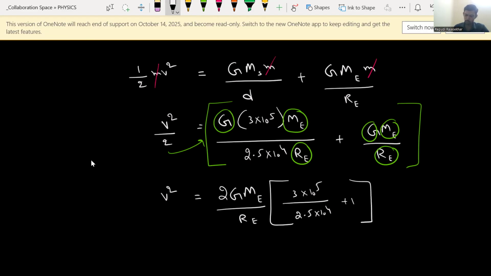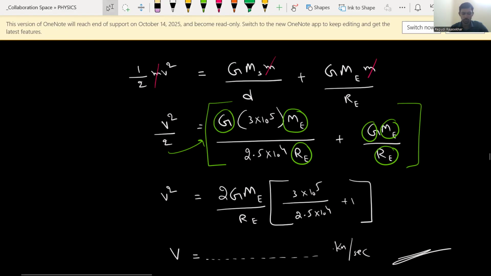Now if you simplify all this, you will get the v value. I hope you can do this one. V you will get in kilometer per second, like that you will get the answer. Clear? This is the entire process. I hope you understand this one. Do the calculations, don't neglect the calculations. Just listen to this question once and then solve by yourself. Do the calculation also, and you will get the answer. This is the entire process for the given question.